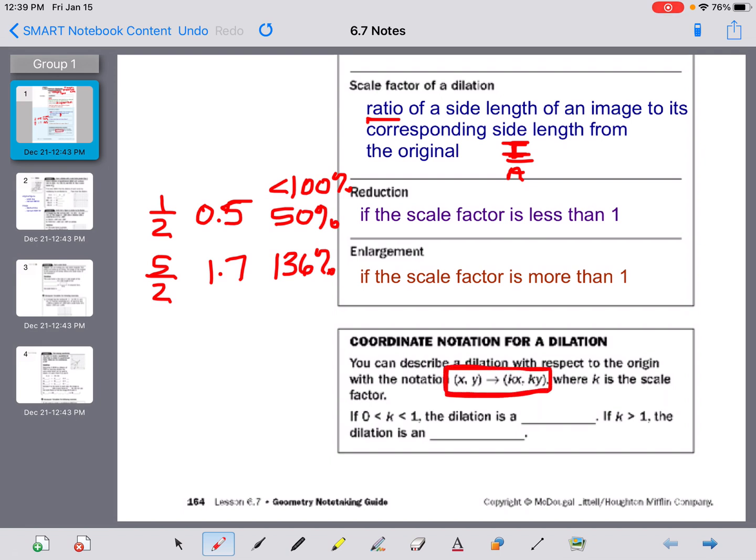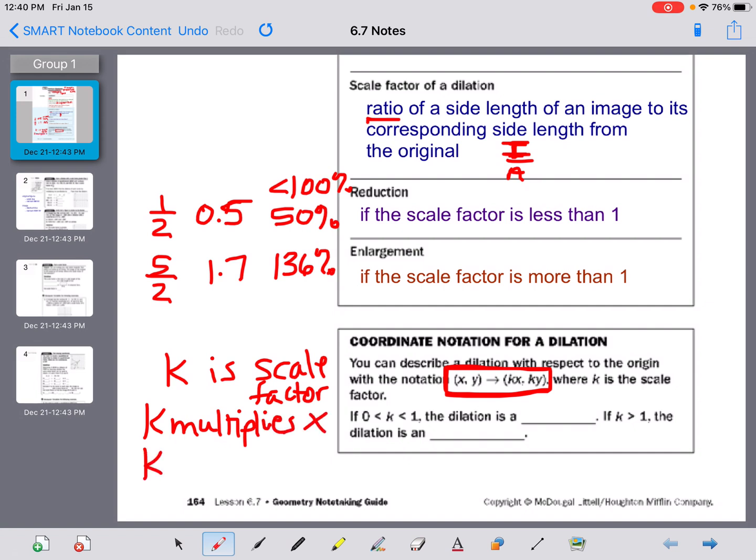Remember, that tells me when x, y, the point, whatever it was, goes to kx, ky. So k is the scale factor, whatever it is. And what this means is k multiplies times x, and k multiplies times y, and you get your new coordinate, and it's going to be a changed number, okay? It's not going to look like the first one because you're multiplying it by something other than 1.